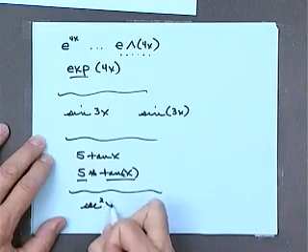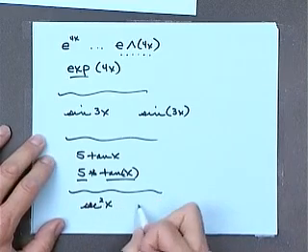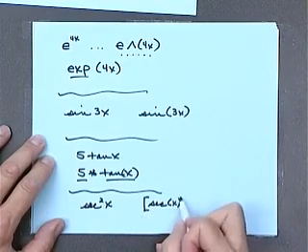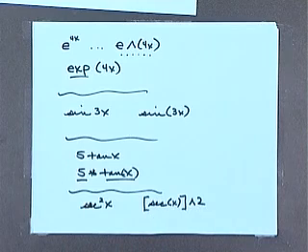It also does not like that. So if you had secant squared of x, it doesn't know what that means. So you're going to have to write that out as secant of x, parentheses around everything, squared.